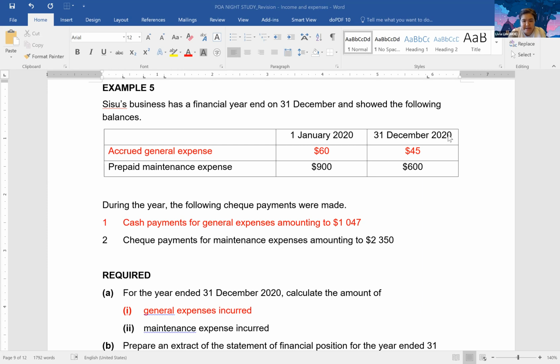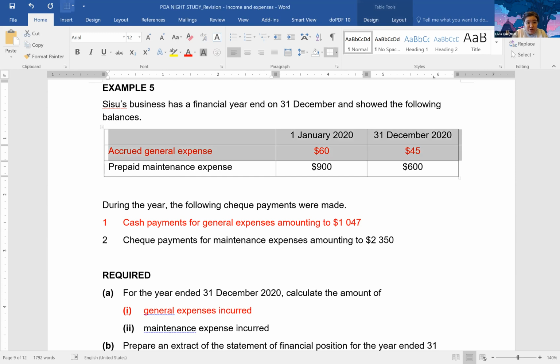Oh gosh, I have so many differing answers again. Oh, sorry, I need to change. Everybody, it's not accrued general expense. It's general expense payable. Does this change your answer? Because I copied a question from the old syllabus.